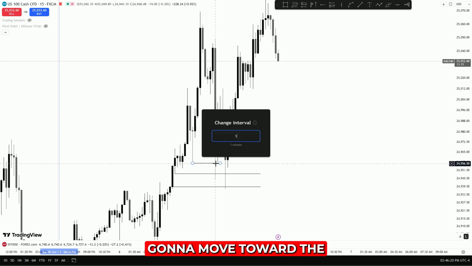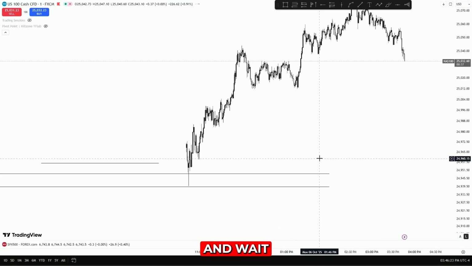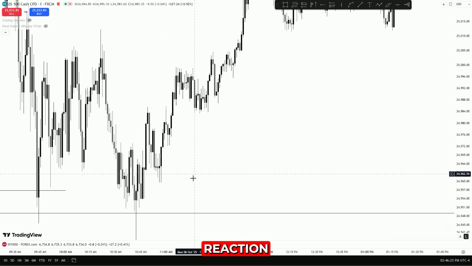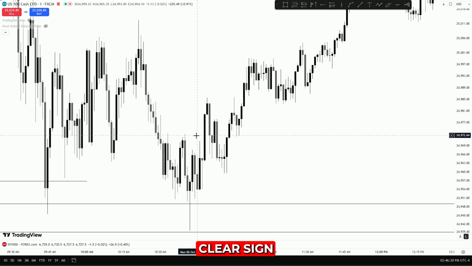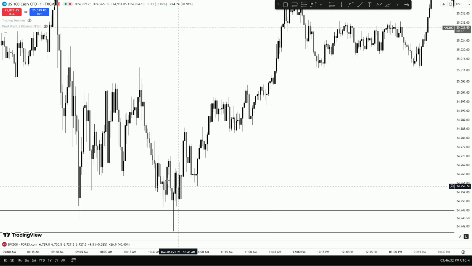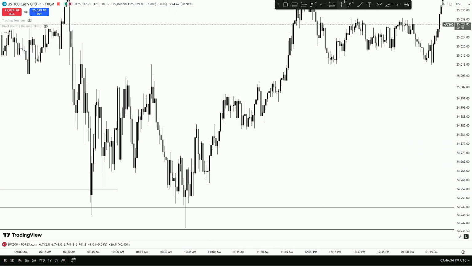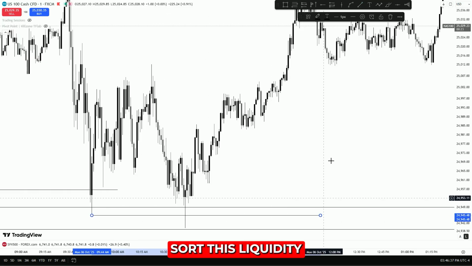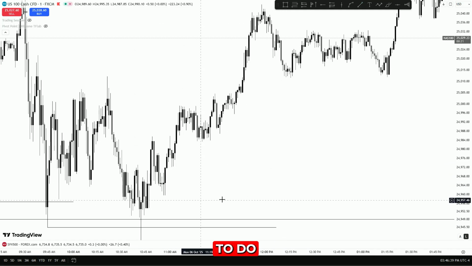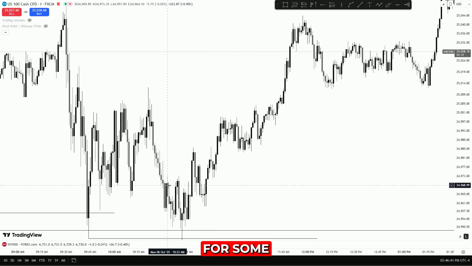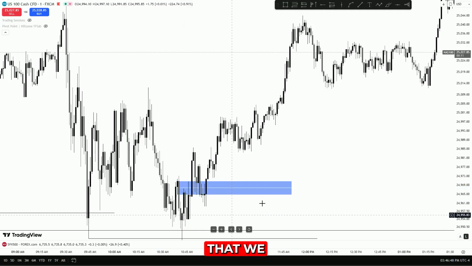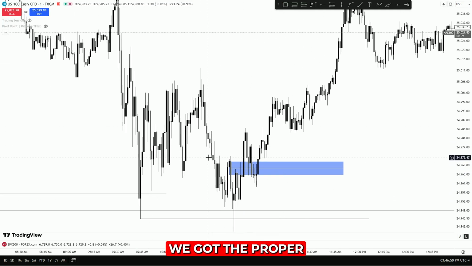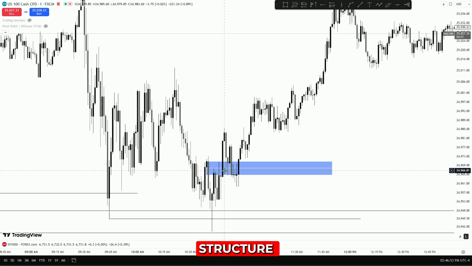What I'm gonna do is I'm gonna simply move to the 1 minute and wait for some sort of good reaction. We just moved toward the 1 minute. What I saw, we're building liquidity. There's no clear sign. What I'm gonna do is, I just saw that we swept this liquidity, right? So I'm gonna simply wait for some inversions. As soon as we closed above this area, this is the area that we like. After this area, we got the proper CISD, or you can see the market structure shift.